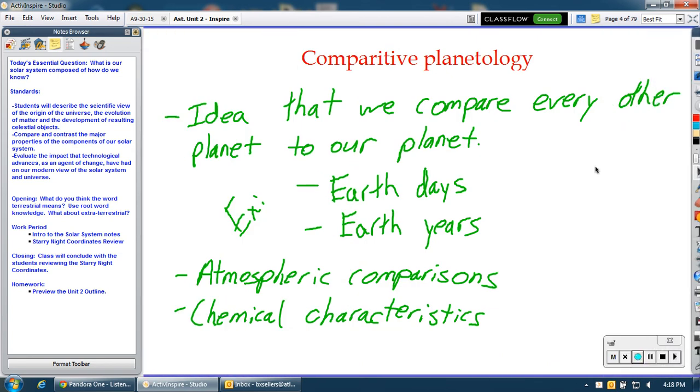We use the idea of comparative planetology, which is basically that we compare every other planet to our planet. We use common things that we're very familiar with, like Earth days and Earth years, atmospheric comparisons. It's very similar to Earth, except for certain differences. So we always compare it to Earth because it's the planet we know the most about.